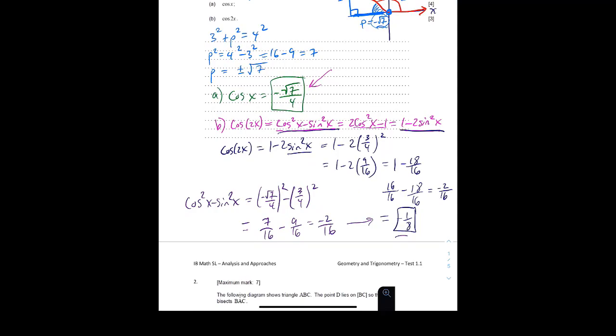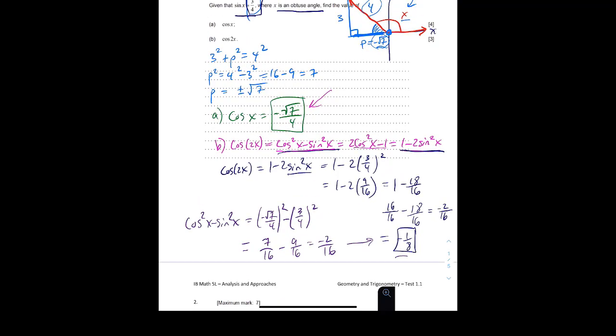So that's part A and B for number 1. So we're going to go on to number 2 now.